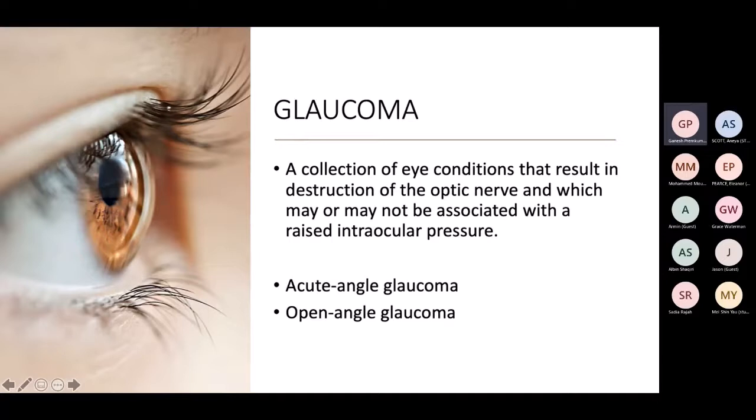So the first thing to understand with glaucoma is it's basically a collection of eye conditions that result in destruction or damage to the optic nerve. It's not about having raised intraocular pressure. You can have glaucoma with a normal intraocular pressure. Normal intraocular pressure sits around 20 to 23. I don't know if it's millimoles of mercury, but 20 to 23 is the kind of pressure.